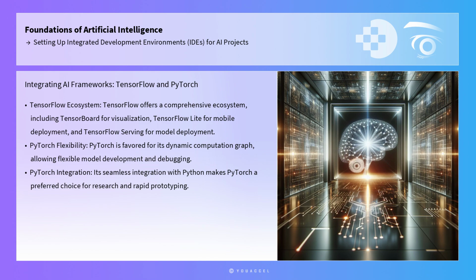Once the IDE and environment are set up, integrating AI frameworks is the next step. TensorFlow and PyTorch, two prominent frameworks, offer distinct advantages. TensorFlow's extensive ecosystem includes TensorBoard for visualization, TensorFlow Lite for mobile deployment, and TensorFlow Serving for model deployment, making it a comprehensive choice for end-to-end AI solutions. PyTorch, on the other hand, is favored for its dynamic computation graph, which allows for flexible model development and debugging. Its seamless integration with Python makes it a preferred choice for research and rapid prototyping.